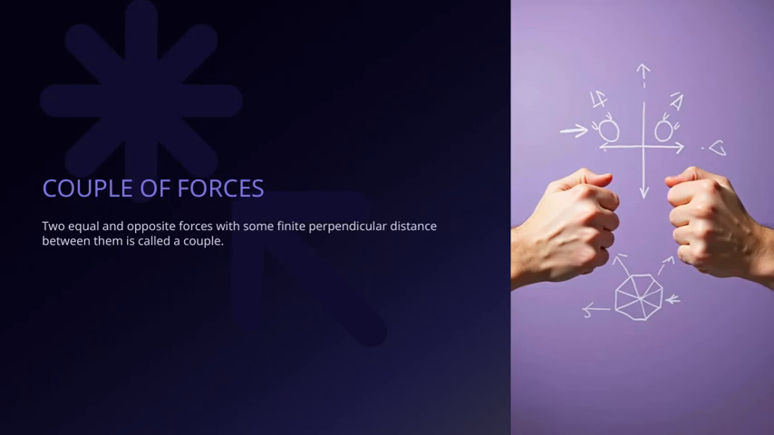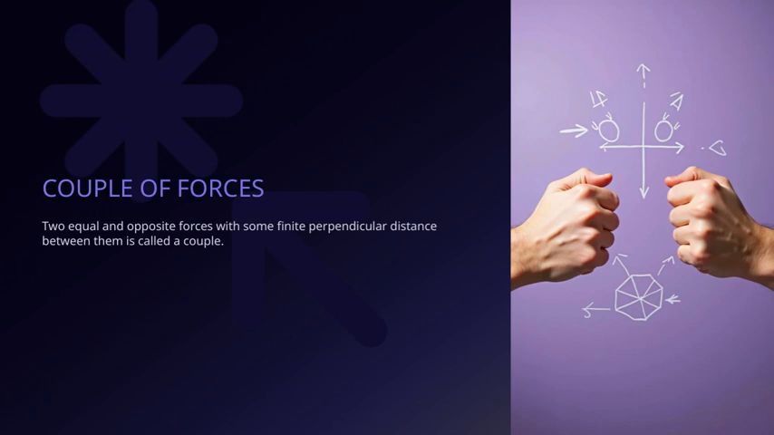A couple of forces is a very interesting concept in mechanics. It involves two forces that are equal in magnitude but act in opposite directions. Now, what's key here is that these forces are not just opposite, but they are also separated by some finite distance, meaning there's a specific perpendicular distance between them. This distance is crucial because it introduces a turning effect.